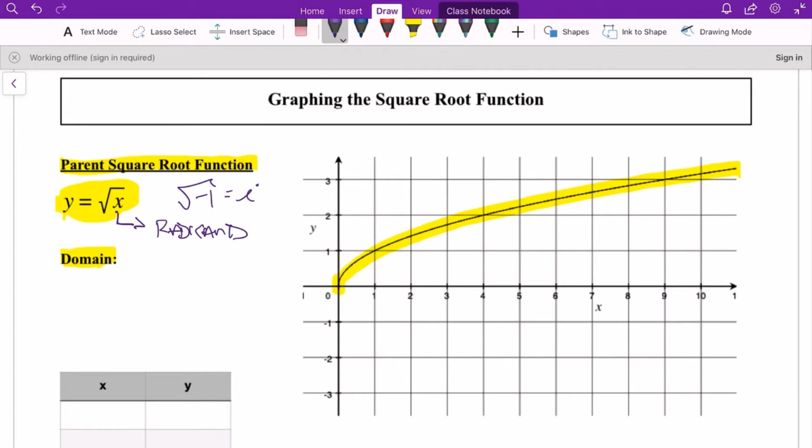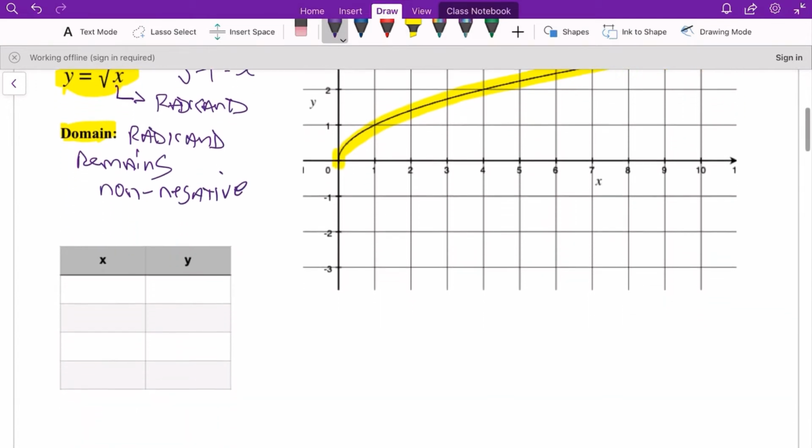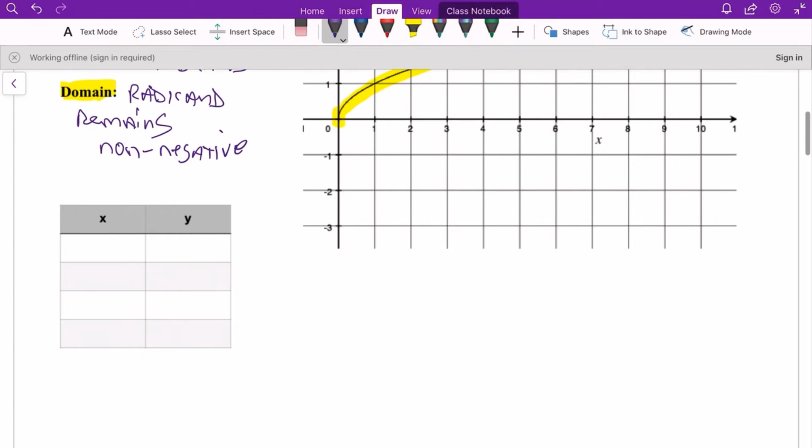So for the domain, we have to make sure that the radicand remains non-negative. The easy way to do that, I'm just going to scroll this down a little bit over here and come under the graph. If I rewrite the function here, we have y equals the square root of x. That was the original parent graph.